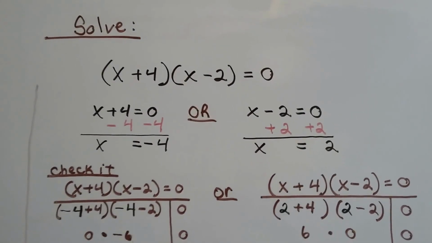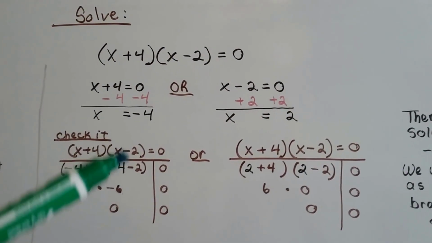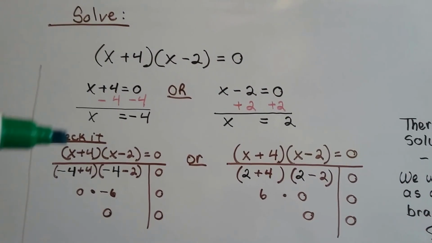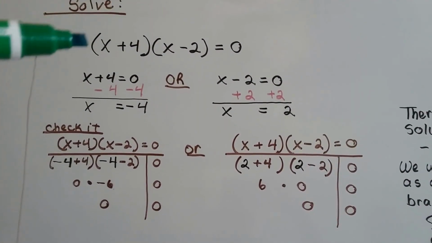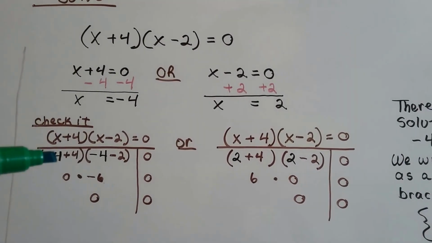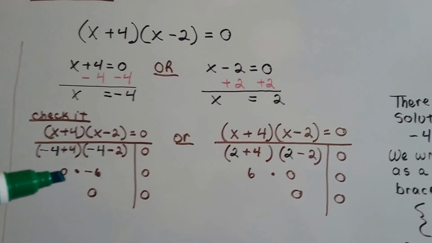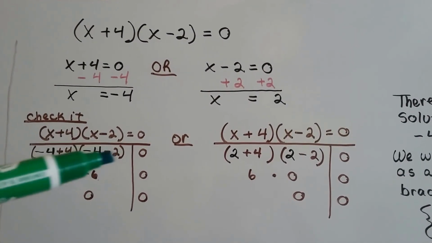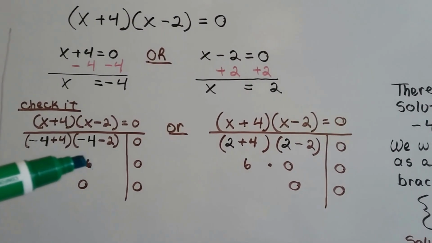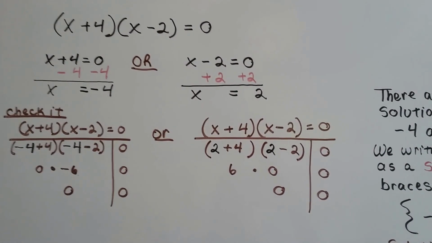We plug these values for x into the original equation, for each set of parentheses. So we're going to plug in negative 4 and see what happens. We get negative 4 for x and negative 4 for x. See how I did that? So negative 4 plus 4 makes a 0. Well, we don't need to do anything else because no matter what this is, we're multiplying 0 times whatever number that is, it's going to be a 0. So we don't even need to do that math.